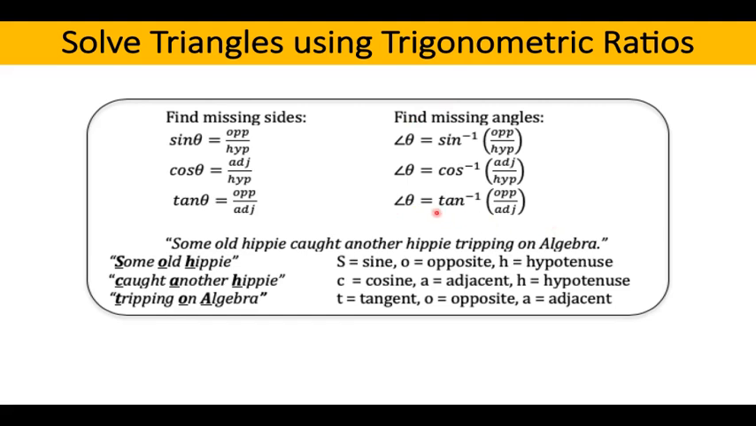A sentence to help you remember the trig ratios is "Some Old Hippie Caught Another Hippie Tripping On Algebra." So for "Some Old Hippie," that helps you remember sine is opposite over hypotenuse. "Caught Another Hippie" helps you remember cosine is adjacent over hypotenuse. And finally, "Tripping On Algebra" is tangent, which is opposite over adjacent. Use this sentence to help you remember the trig ratios.